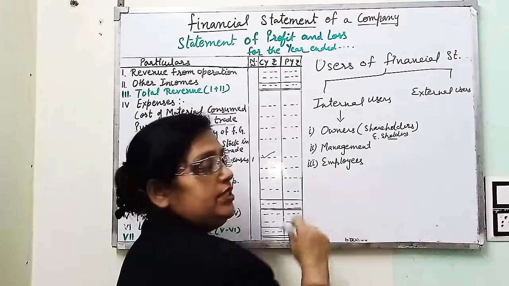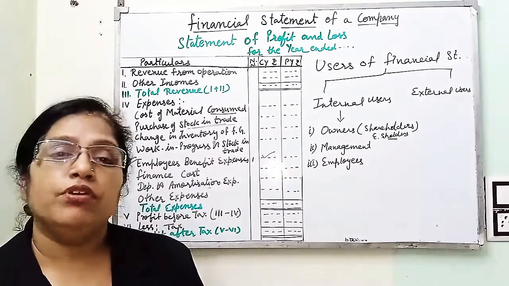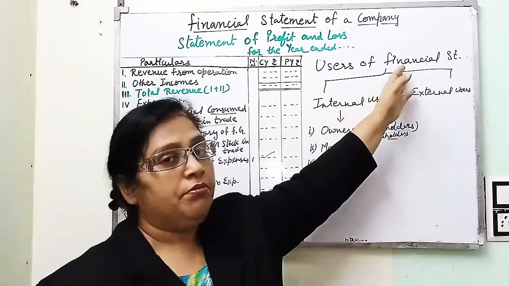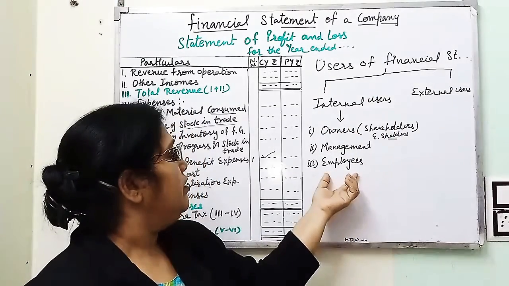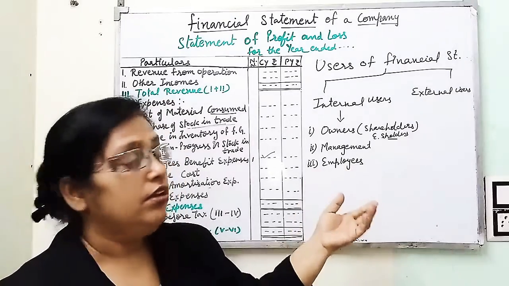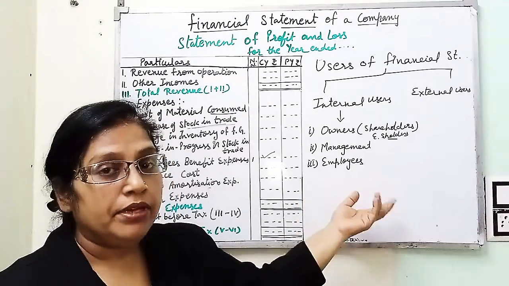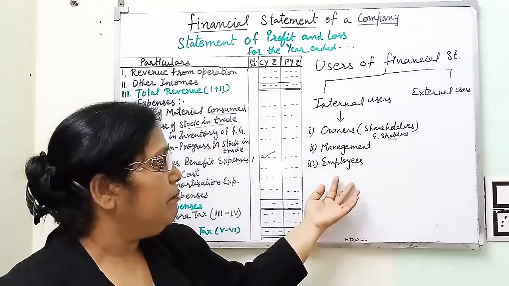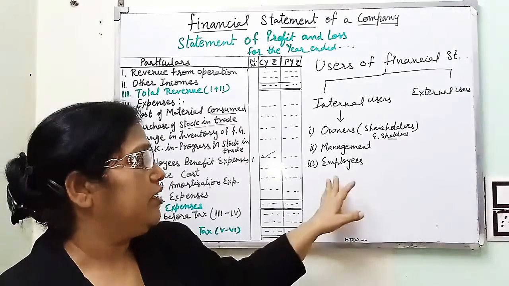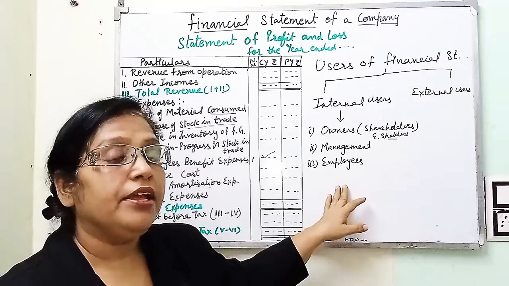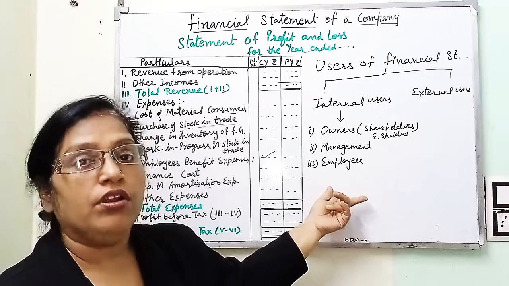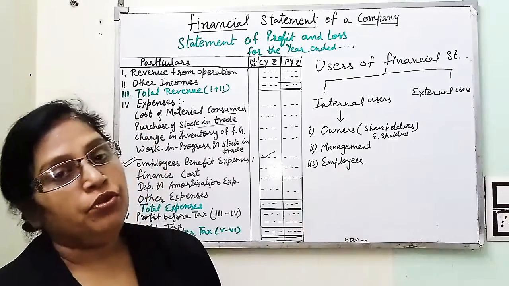Now third is employees. Employees are the persons who work in the organization. They need financial statements so that they can know about their future, whether they will get increments, bonus, etc. from the company. If the company is earning profit, then there are chances of getting bonus and increment in salary. And vice versa, if there is no profit or there is loss, then there will be no chance of getting increments.